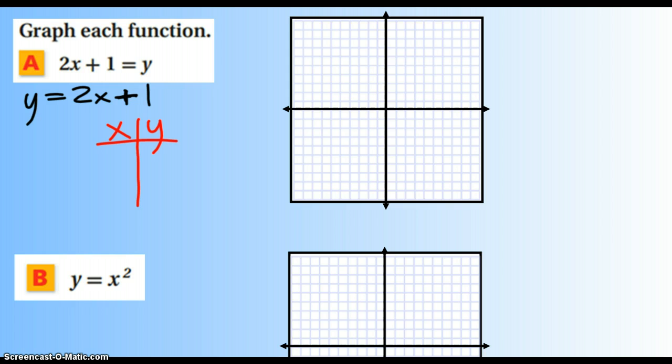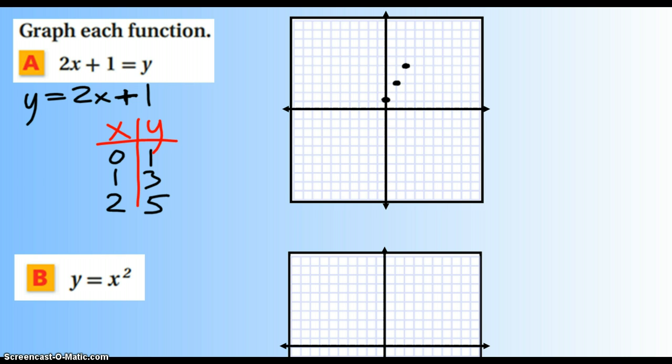So for instance, I'm going to choose some easy points here. I'm going to start with 0, 1, and 2. If I put 0 in for x, I get 2 times 0, which is 0, plus 1, which is 1. So 0, 1 is a point. If I put 1 in, I get 2 times 1 plus 1 is 3. So 1, 3. And then 2 times 2 plus 1, 5, so 2, 5.